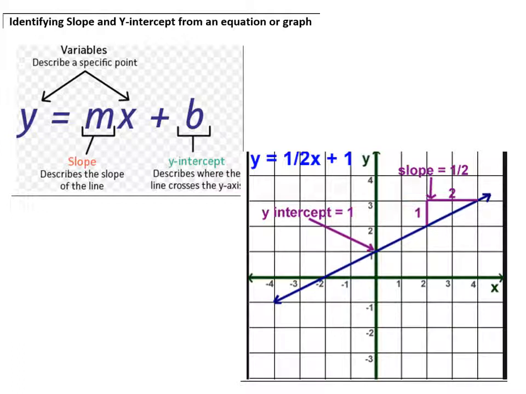How much do we rise? And in this example, we rise up 1. How much do we run to the right? We run over 2, and that's why the slope is 1/2.